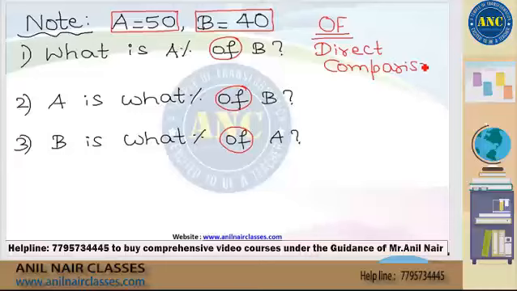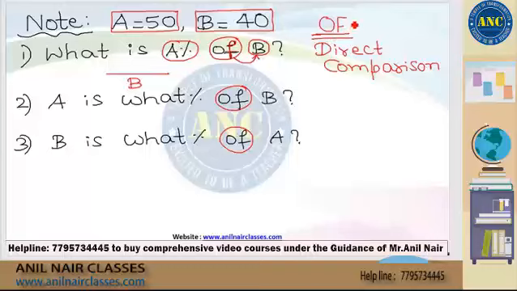Sir, what is the meaning of this direct comparison? Simple. What is A percentage of B? You don't need to take it as X and all those things and waste your time. Simple language: whatever variable is coming after "of" should come in the denominator. What is coming after "of" in the first question? B is coming after "of". That B value should come in the denominator. Then, sir, what is the numerator? Numerator is nothing but directly write the other variable.